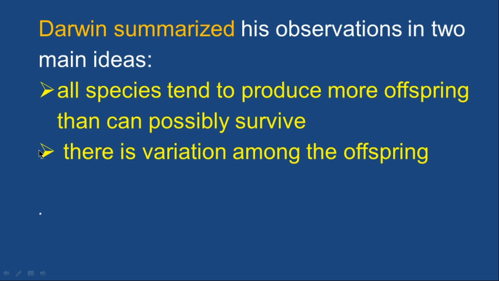Second, his observation: there is variation among offspring. There is variation. That variation is hereditary variation.